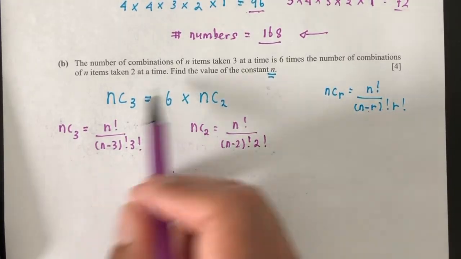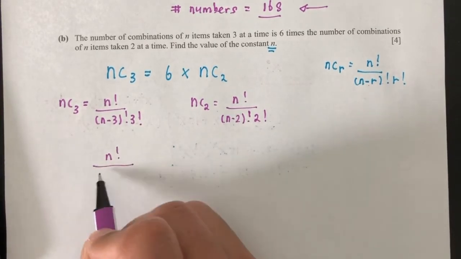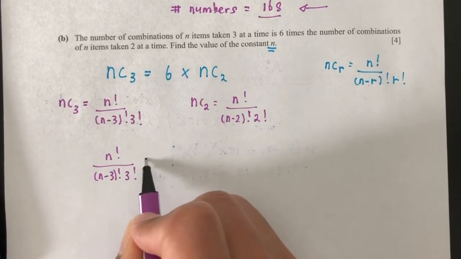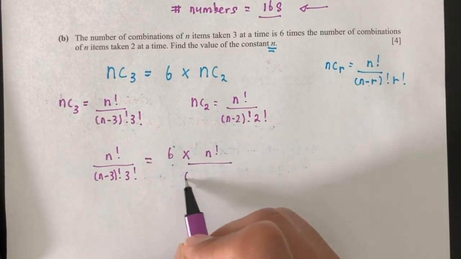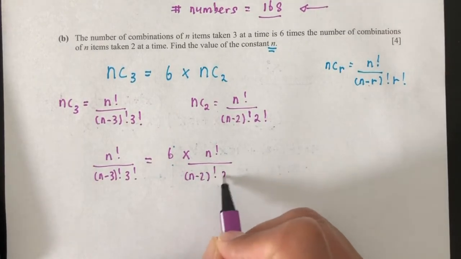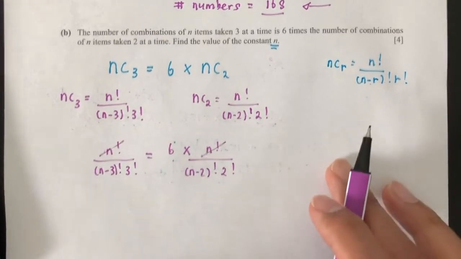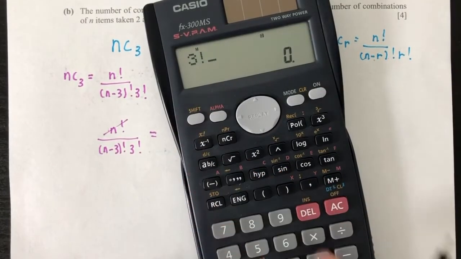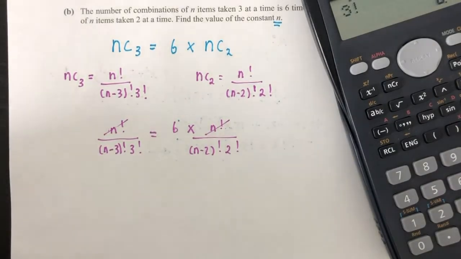Now replace back in this equation. You will have n factorial over n minus 3 factorial and 3 factorial equal to 6 times n factorial over n minus 2 factorial and 2 factorial. So these two will cancel out. And what is this value? Let's find out. 3 factorial is equal to 6. So this is 6. Let's just expand this.